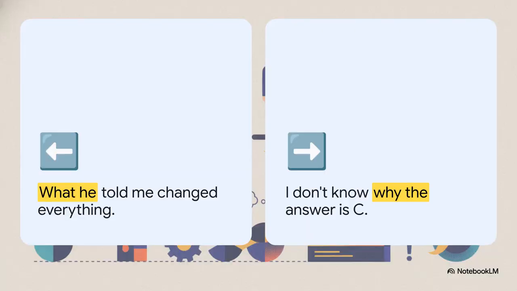First, let's look at the subject really pulling its weight. What he told me changed everything. That entire phrase, what he told me, acts as the subject of the verb changed. Alternatively, a clause can be the object receiving the action. Say a student tells you, I don't know why the answer is C. The phrase, why the answer is C, is the object of what they don't know. You hear this literally everywhere in academic and professional settings.